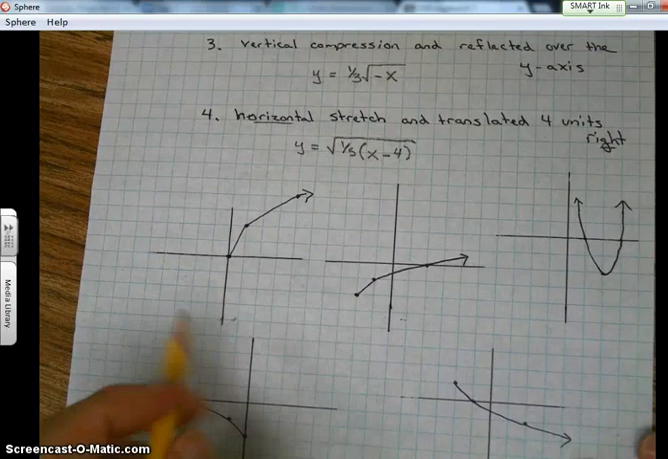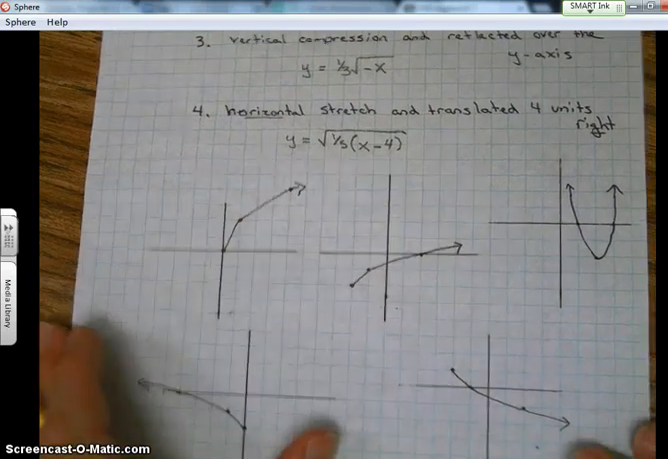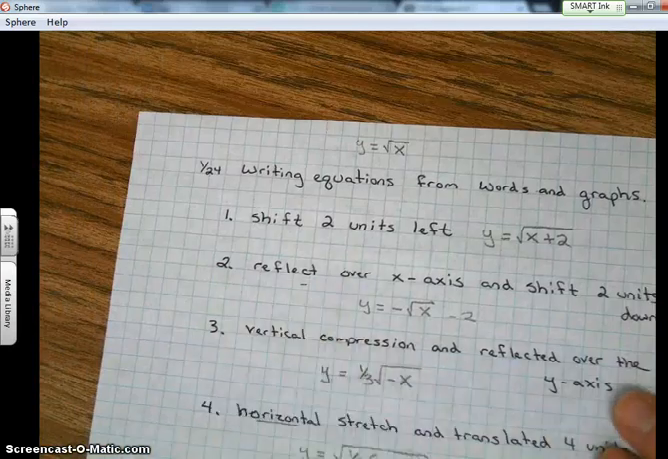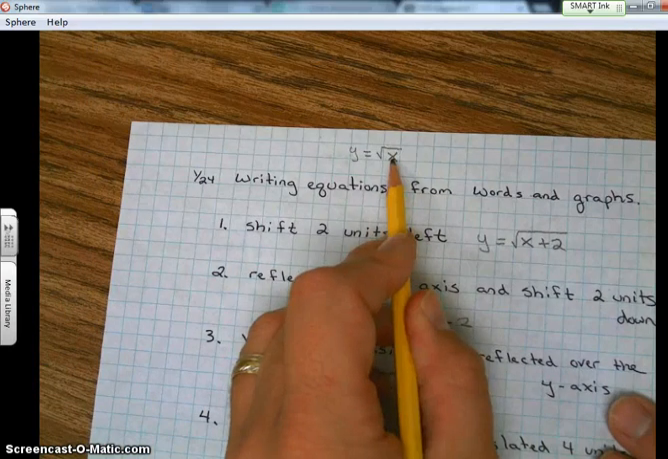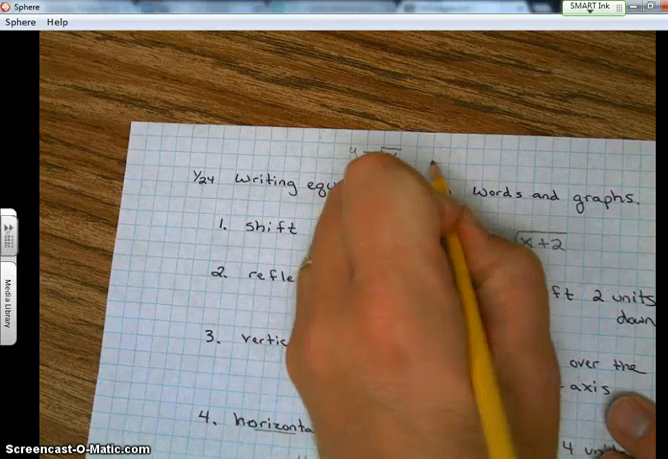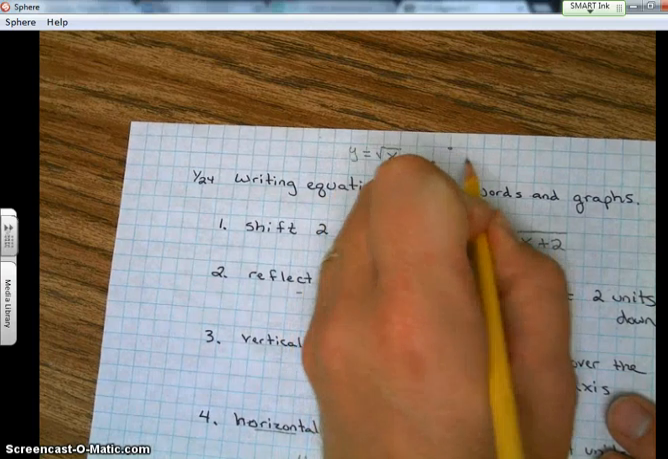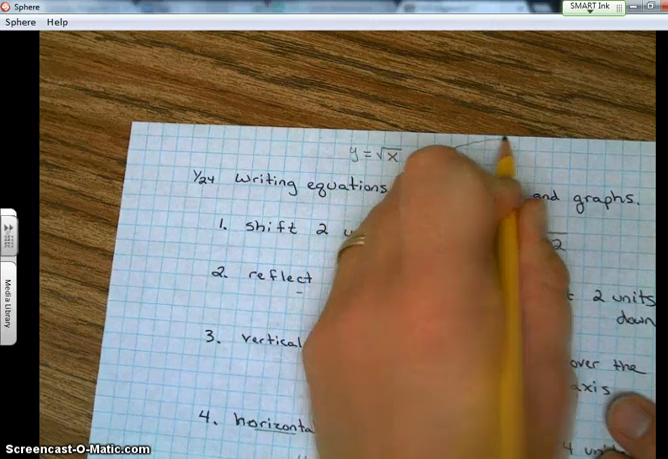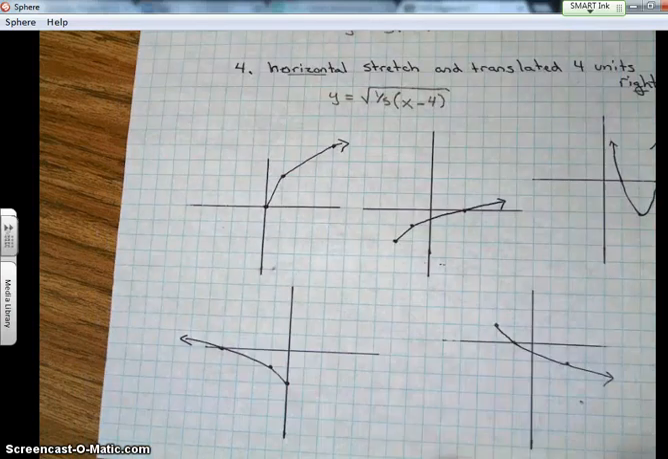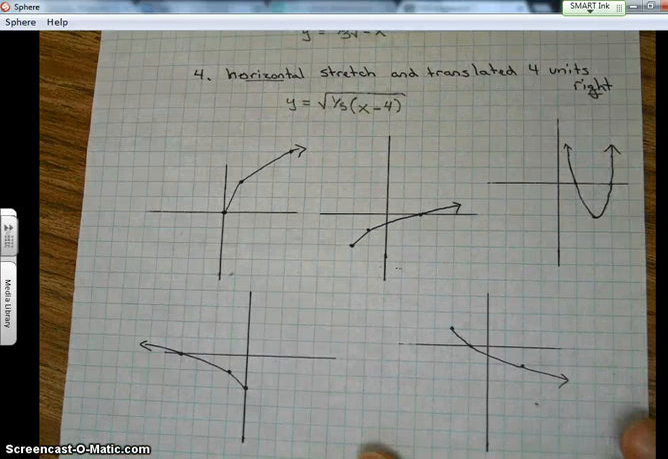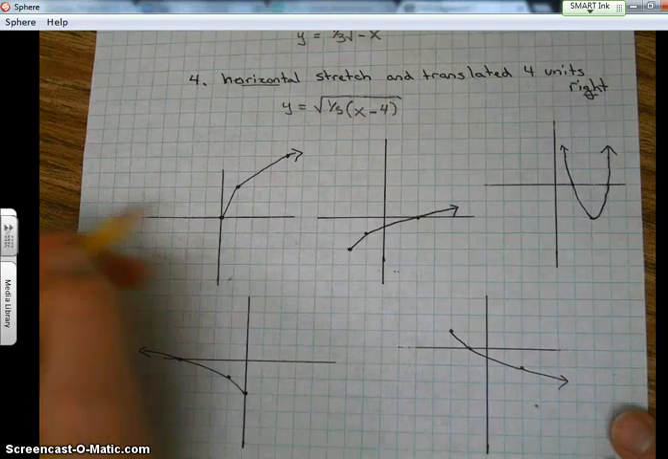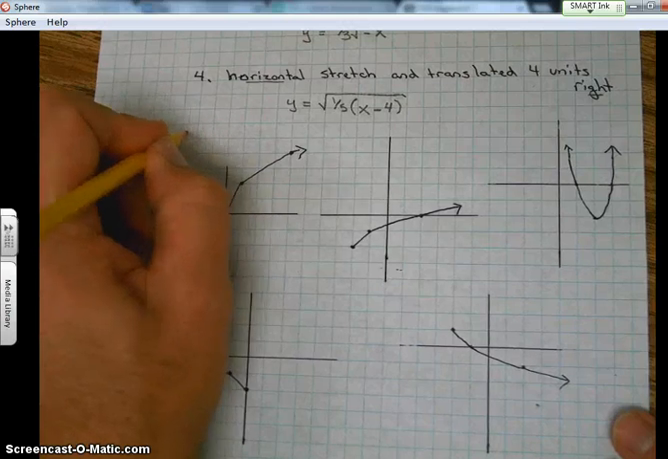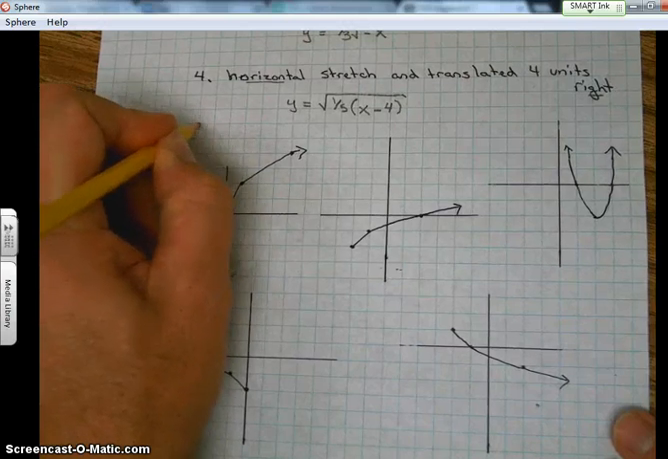Okay, so now we're going to write equations from graphs. So the majority of these graphs you should recognize as y equals the square root of x parent, because the parent makes this shape. So most of these make this shape. So let's take a look at this first one. So when you're writing an equation from a graph, the first thing you do is you start off by making your square root of x.